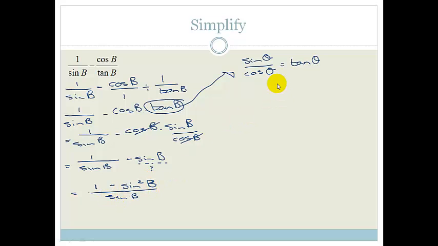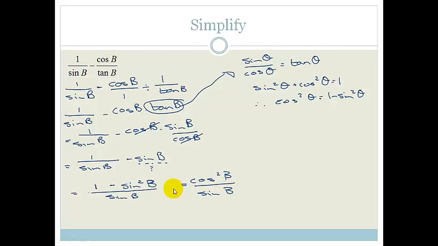Okay, but what do we know? We know that sine squared theta plus cos squared theta equals 1. Therefore, we can say that cos squared theta is equal to 1 minus sine squared theta. So do you see that I can replace this numerator with a cos squared? So that becomes cos squared b over sine b. And that is as far as we can go with this. And that's it, grade 11s. Let's have another look at another example.